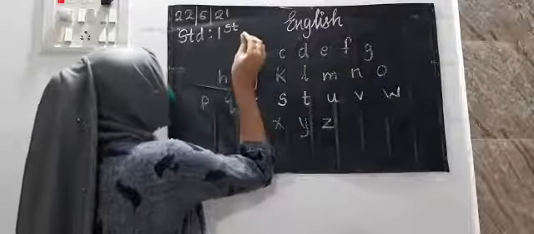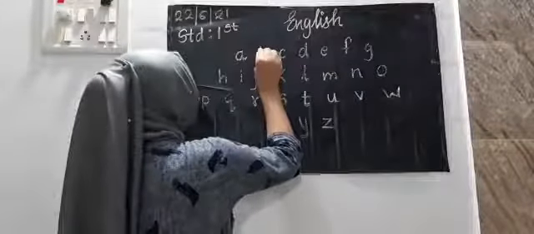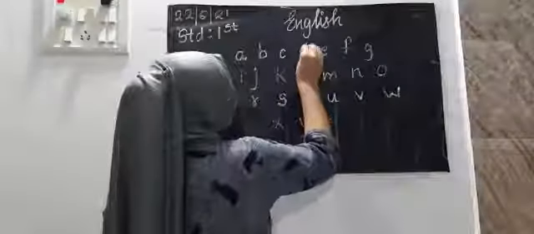First alphabet is small a. A for apple. Our next alphabet is small b. B for ball. You know how to write this alphabet? Yes or no? Yes. Our next alphabet is small c. C for cat. Our next alphabet is small d.